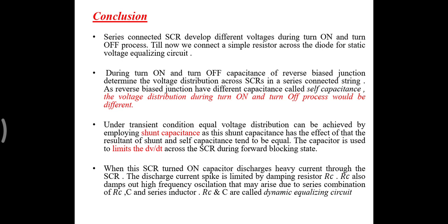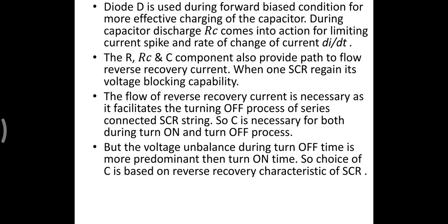See here, when these SCRs turn on, the capacitance discharges heavy currents through the SCR. This discharging current spike is limited by the damping resistor RC. This RC also damps out the high frequency oscillations that may arise due to the series combination. So this RC and C is called the dynamic equalizing circuit.